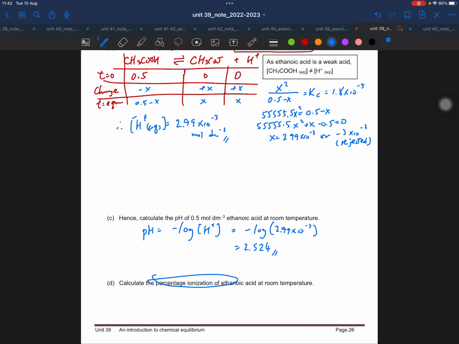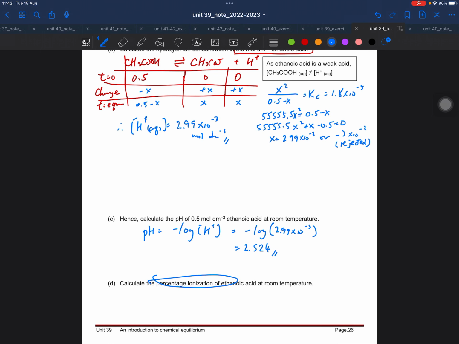Finally is percentage ionization. Well, that means among 100 lactic acid molecules, how many of them will be decomposed? So what I should do is, among 0.5 mole, there is only 2.99 times 10 to the power minus 3. Like this. There is 0.598%. It's less than 1%, right? That's it.